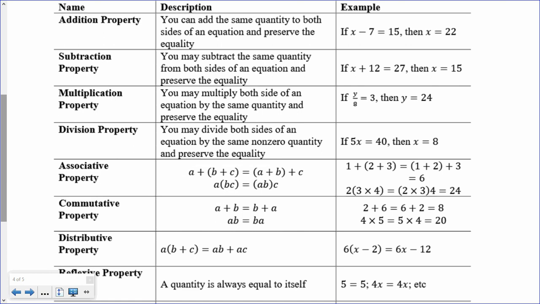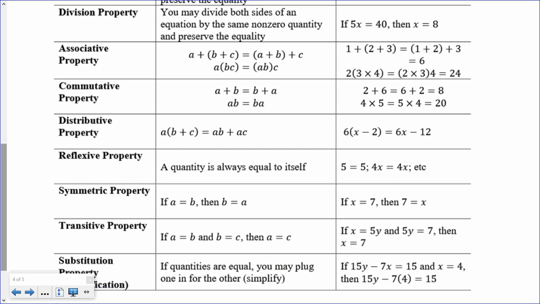Does that make sense? Like what all those mean? Adding, subtracting, dividing, or multiplying, same thing on both sides. Yes? Okay. You guys know the associative property, right? So we have 3 things that are being added or subtracted, and you have parentheses around 2 of them, and you can shift them around the other 2.